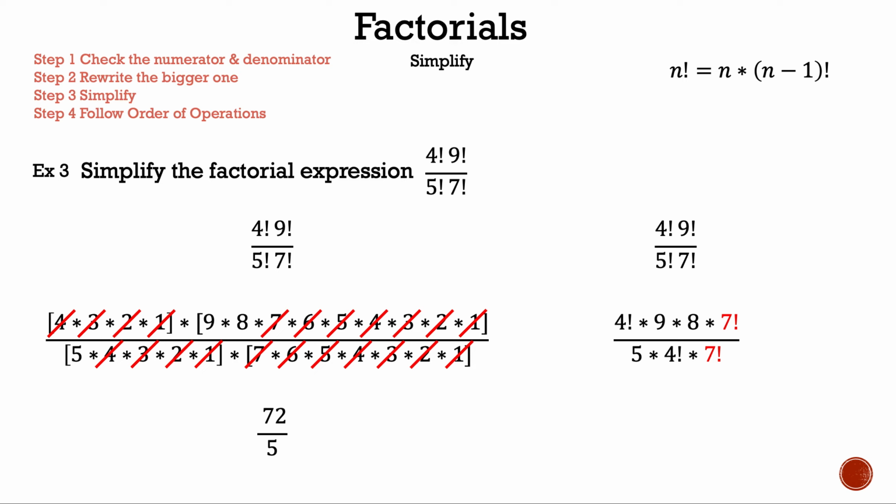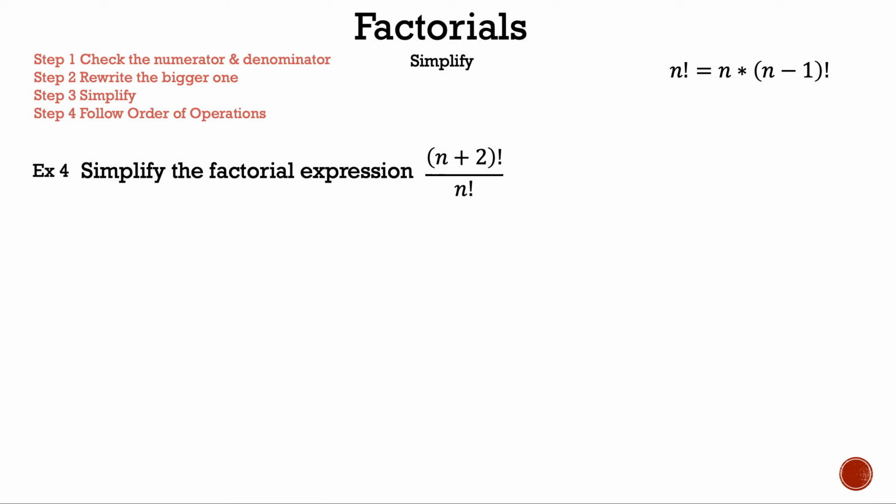So now we can cancel out the 4 factorials and the 7 factorials in the numerator and the denominator instead of writing whole numbers down to 1. We are left with 9 times 8 in the numerator and 5 in the denominator, which is 72 over 5. Two definitions, both have the same answer. That is example 3. Now, let's move on to example 4.